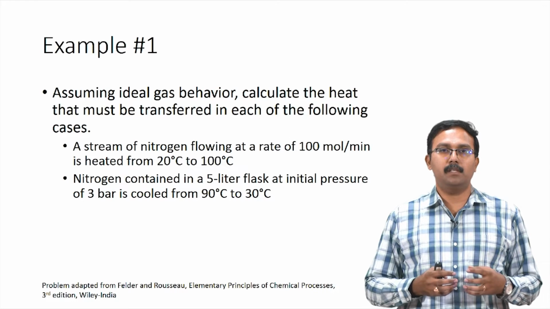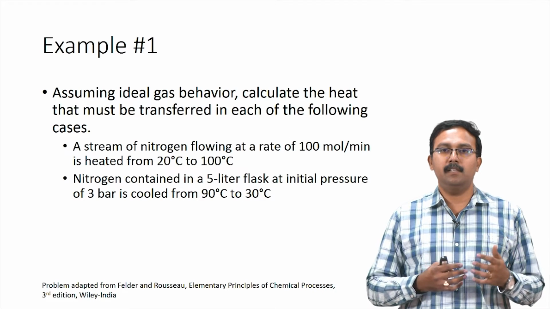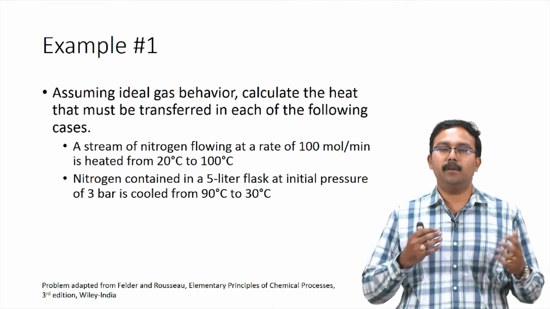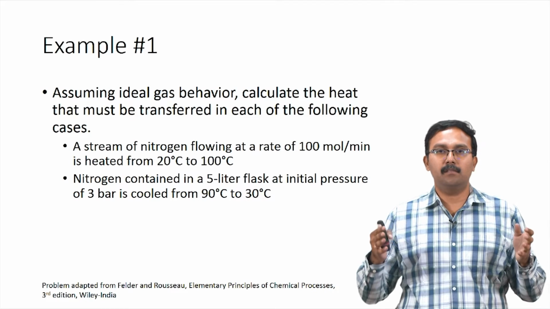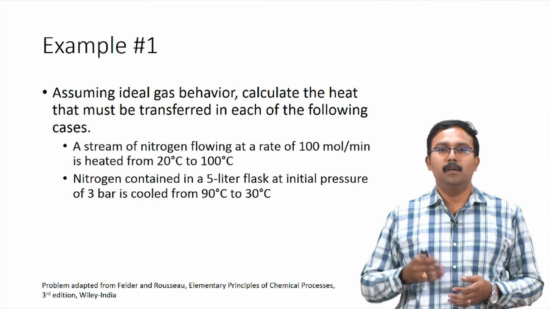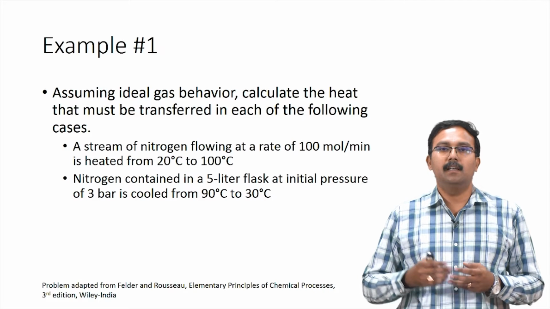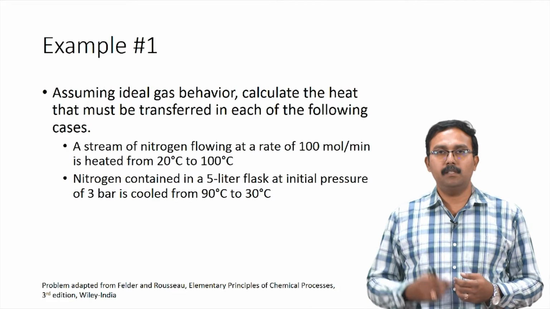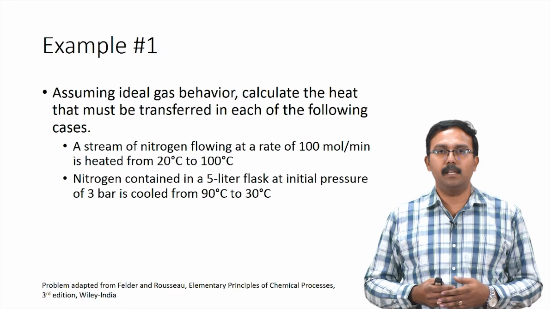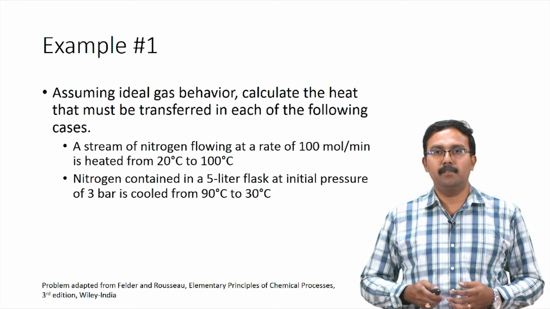So, the first process is where nitrogen is flowing and you are heating it from 20 to 100 degrees Celsius. The other one is in a closed system where you have a 5 liter flask with an initial pressure of 3 bar given, and the process is a cooling process from 90 to 30 degrees Celsius. Let us see how to solve this problem.